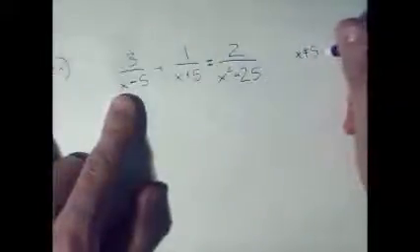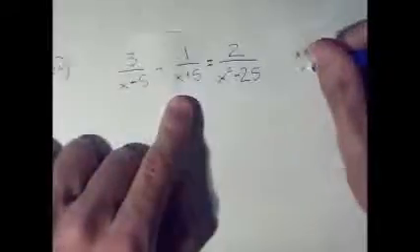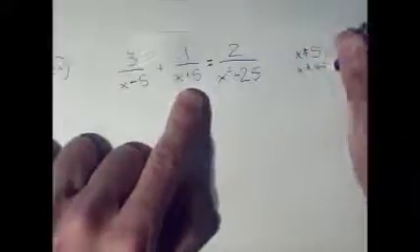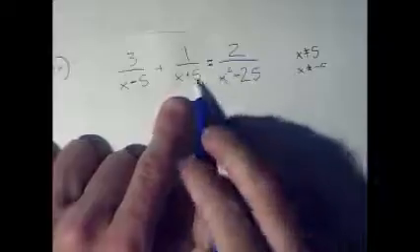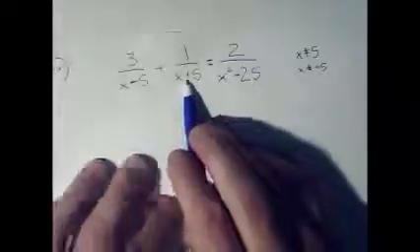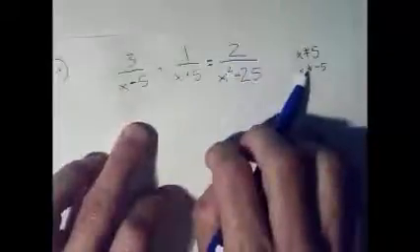X can't be 5, change the sign. If x were 5, I'd get an extraneous answer here. X can't be negative 5, change the sign. If I got a negative 5, it would be extraneous here. Those would be undefined. I can't have those numbers.